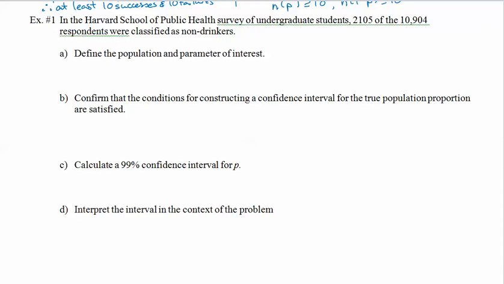Harvard School of Public Health survey of undergraduate students, 2,105 of the 10,904 respondents were classified as non-drinkers. So, if we define the population and parameter of interest, the population, it'd be good if you would take a pause and see if you can get this by yourself. All undergrad students in the United States.